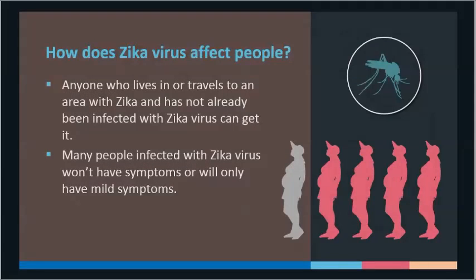So how does the Zika virus affect you? Anybody who lives or travels to an area with Zika and has not already been infected by that virus can get it. Most persons from North America, meaning Canada and USA, not including Mexico, who travel to a Zika-affected country, I'm assuming they have not traveled there recently and were infected, are at risk of getting the disease. As I said before, many people infected with Zika virus will not have symptoms or will only have mild symptoms. About 80% of people actually will not present with any symptoms.